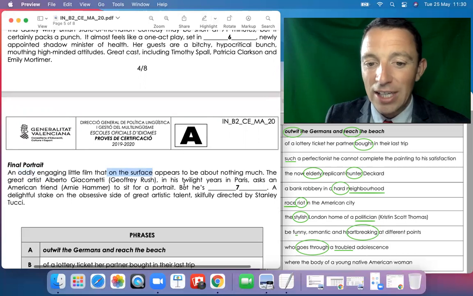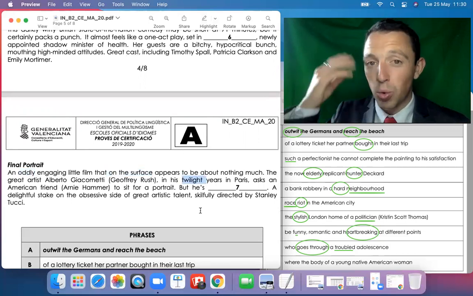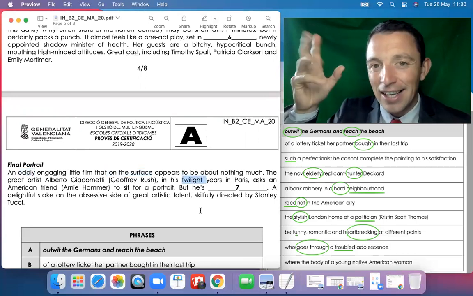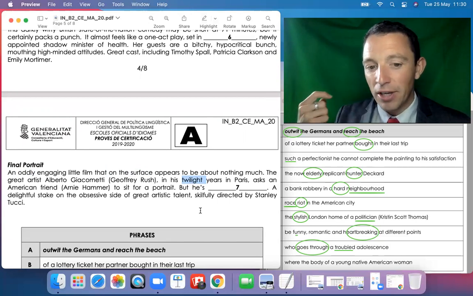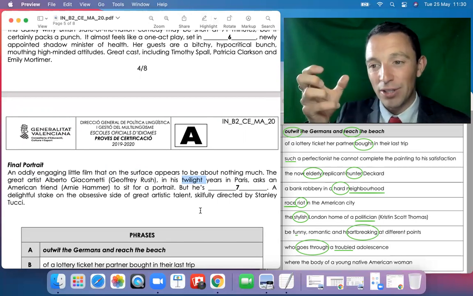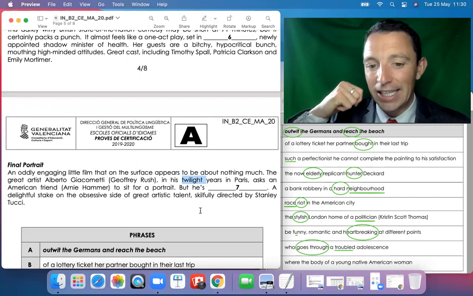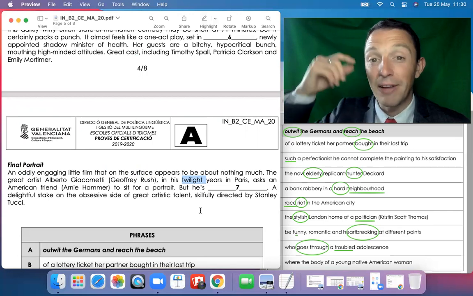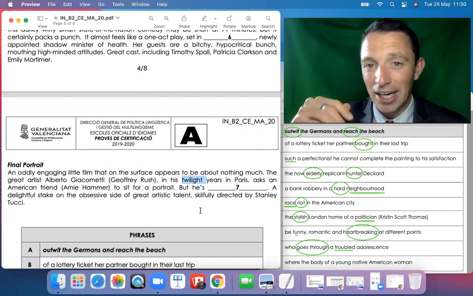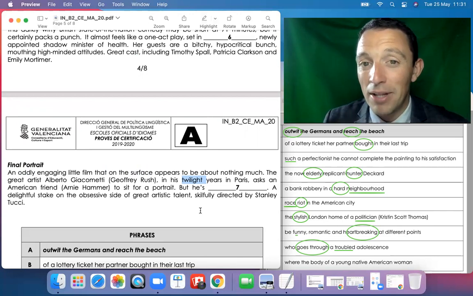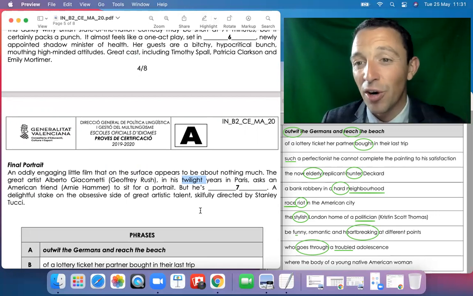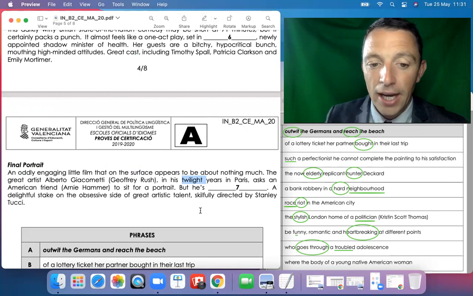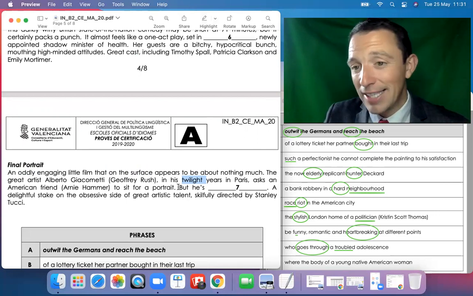The great artist in his twilight years. So remember, the twilight, I think, is at the end of the movie, or in his career, at the end of his career is the twilight. And I think you can say the Twilight Zone. And I think there's a very famous series or movie with the vampires, the Twilight series. So the twilight years are maybe the retirement years or the best years at the end of your career, I think. Okay.